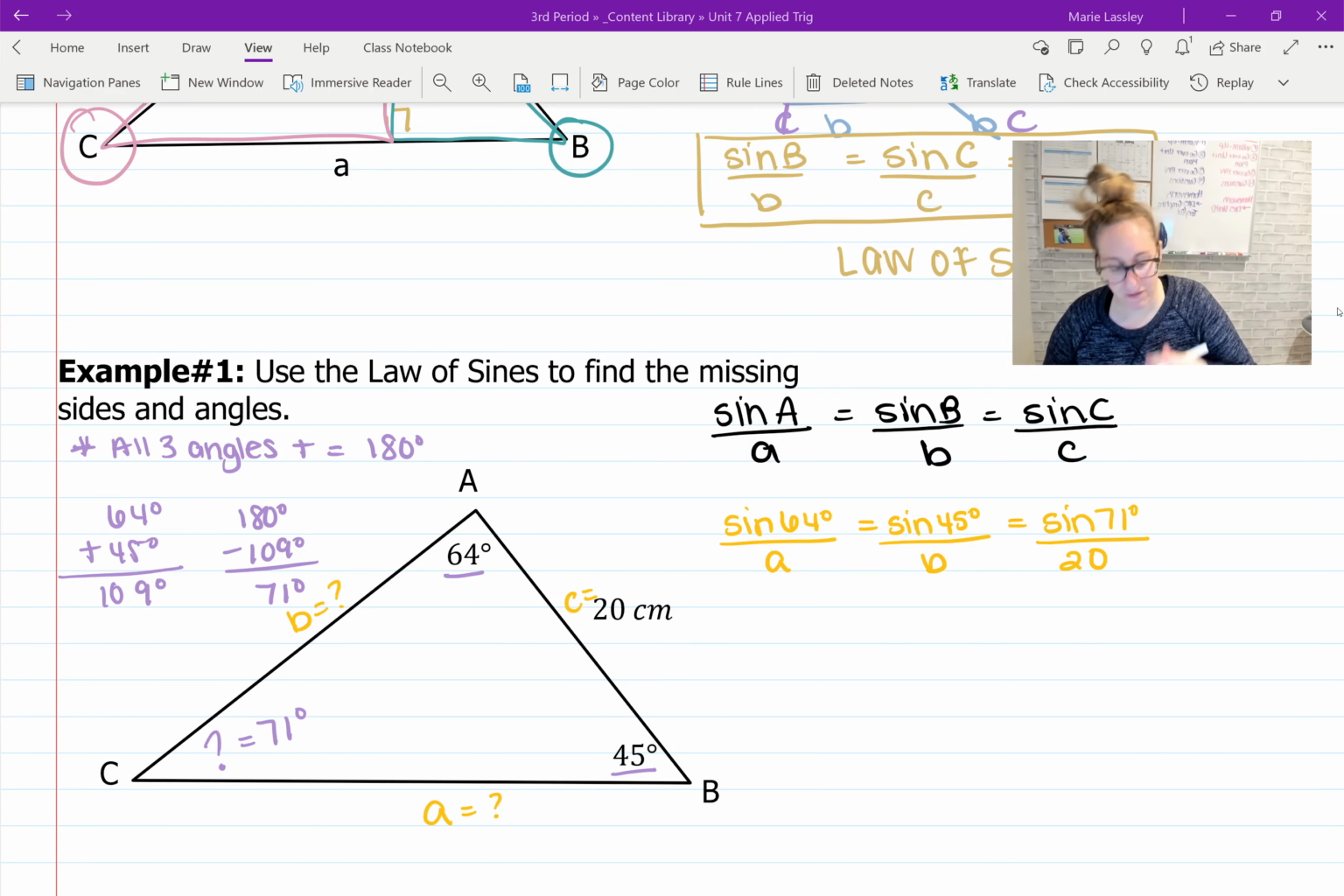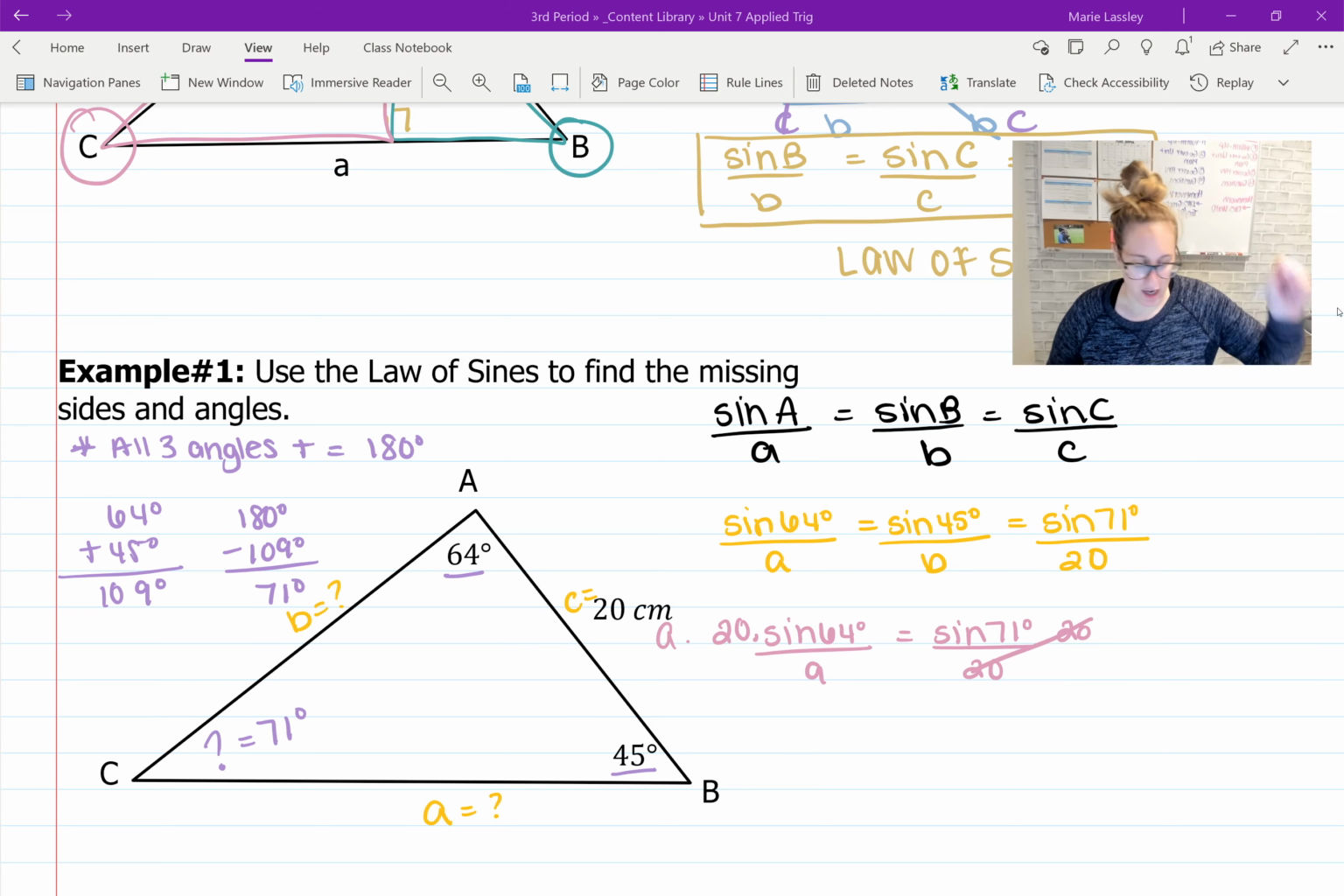So I'm going to find A first, just because alphabetically, right? So I'm going to take sine of 64 divided by A, and I'm going to equal it to the sine of 71 degrees divided by 20. I'm going to cross multiply. So I'm going to multiply both sides by 20. Those are going to cancel. And then I'm going to multiply both sides by A.